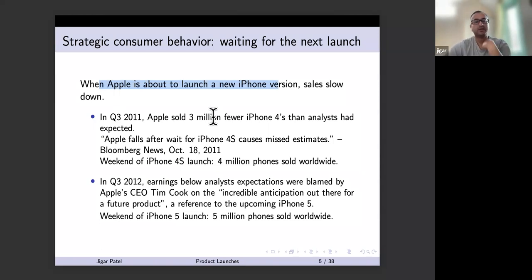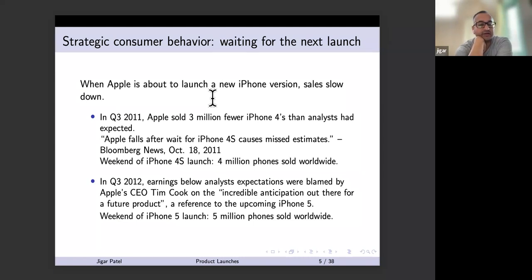This is well documented: customers have become strategic about their purchase decisions across industries. This is the phenomenon of more information being available at a cheaper rate, because of the internet. Anyone sitting in any corner of the world can get the information that there is likely to be a new product coming within a week or 10 days or a month.